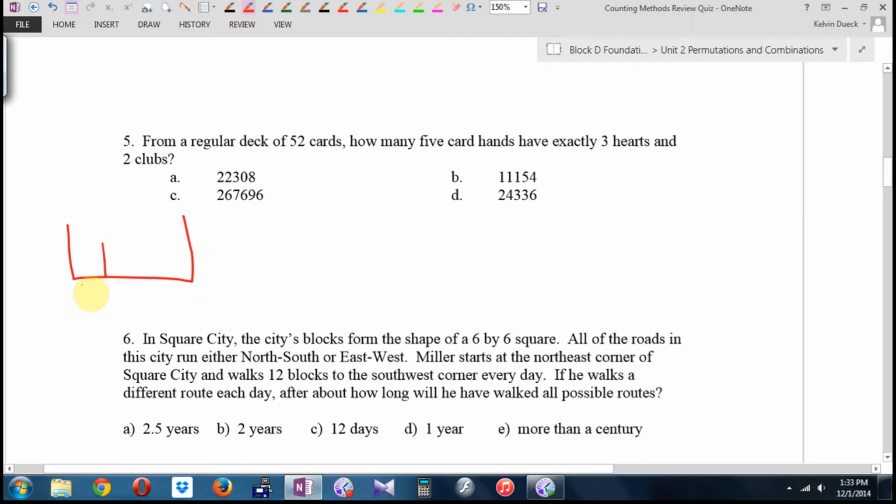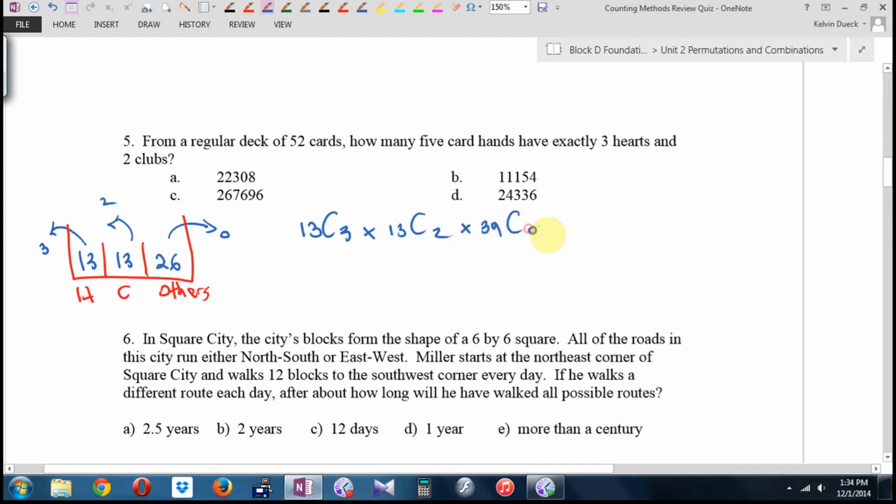It's going to have hearts, clubs, and I'll call the rest others. How many hearts are there? 13. How many clubs are there? 13. How many others are there? I guess 26 left over because it's got to add to 52. And I want 3 hearts, 2 clubs, no others. Mathematically, it's going to be 13 choose 3 and 13 choose 2 and 39 choose 0, although 26 wouldn't have made a difference, because 26 choose 0 was 1.